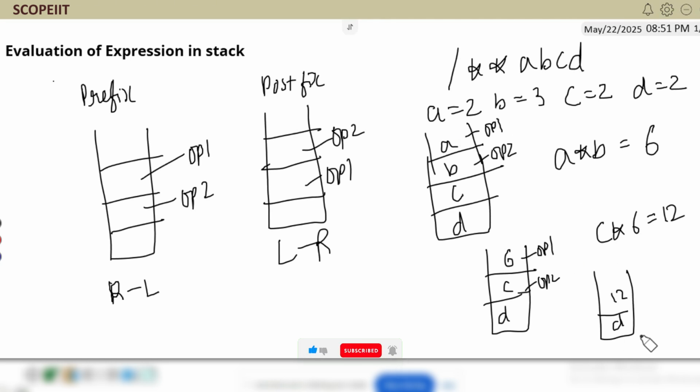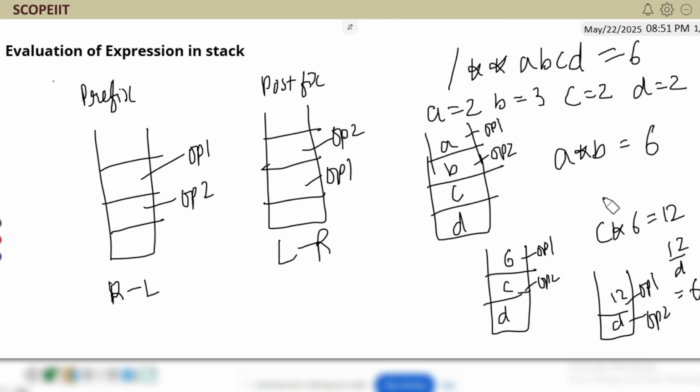Divide. See, here it will differ. In case you consider this one as operand 2 and this one as operand 1, your answer will change. But in our case, this is your operand 1 and this is your operand 2. So we'll do operand 1 divided by operand 2. So it will be 12 divided by D. What is the value of D? 2. 12 divided by 2 is nothing but 6. So the final answer for this question is 6.